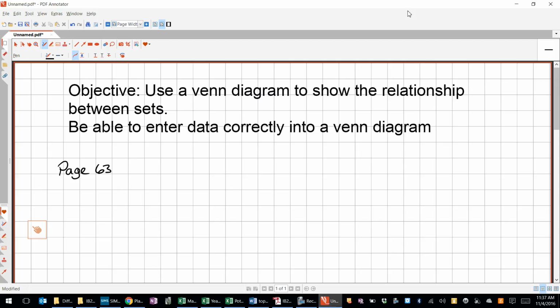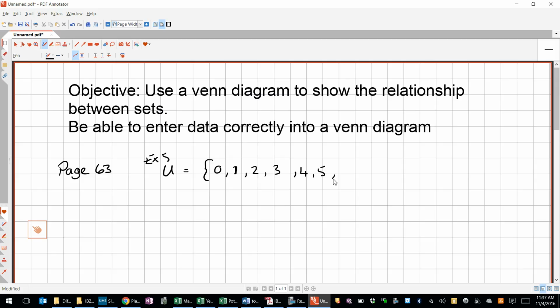So it's telling us in example 5 that the set U are the numbers 1, 2, 3, 4, 5, 6, and 7. Okay. It is then telling you a set E is 2, 3, 5, and 7.